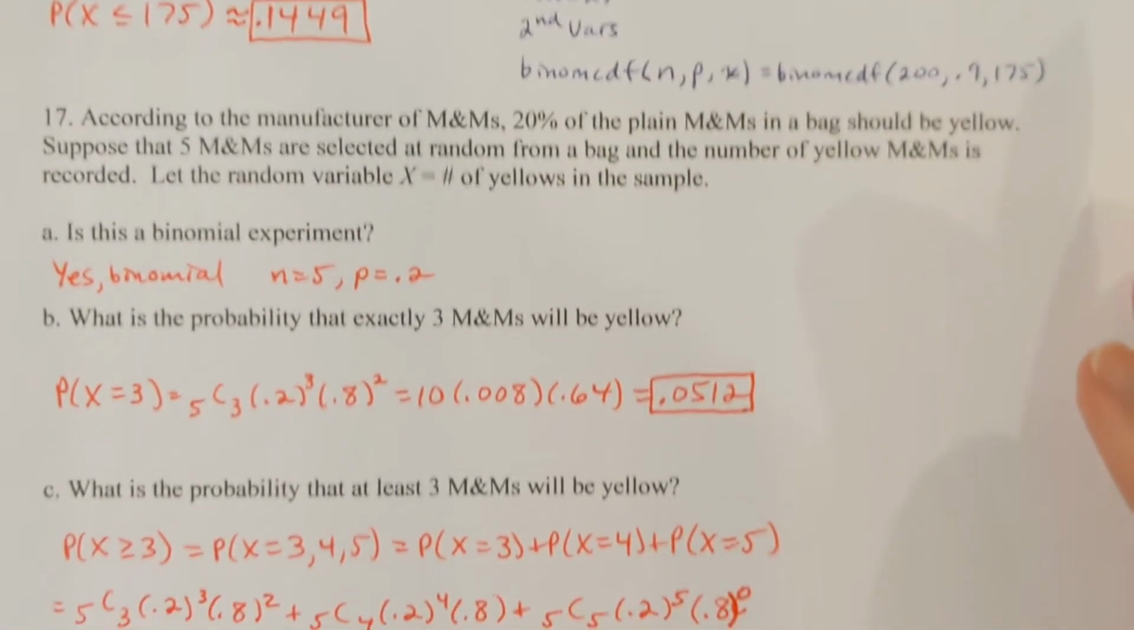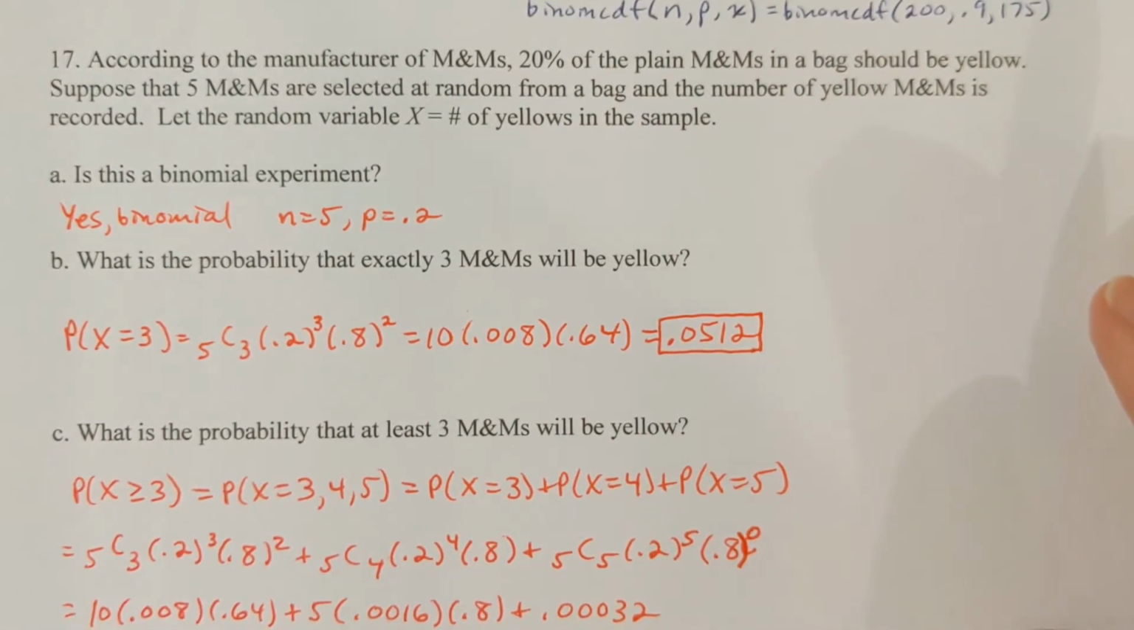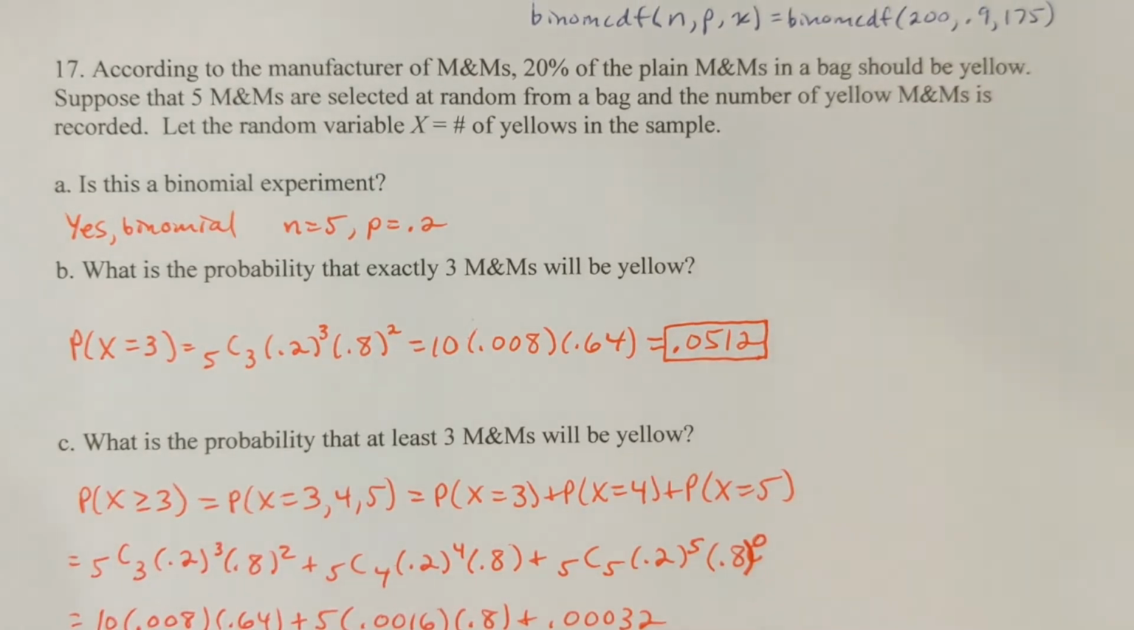Okay. Problem 17 is the last one that I had here on the worksheet. It says, according to the manufacturer of M&Ms, 20% of the plain M&Ms in a bag should be yellow. And just as a random useless fact, that's actually regardless of the size of the bag. If you have a regular size or a fun size or a big bag, the manufacturer wants it so that 20% of the bag is yellow M&Ms. Now, of course, it's not always going to be 20%, but that's what they are aiming for in the factory when the bags are made.